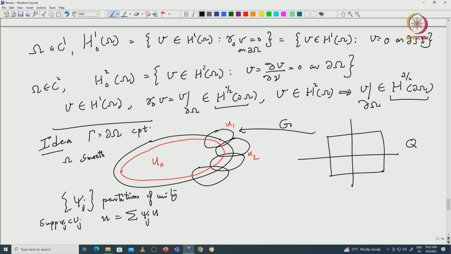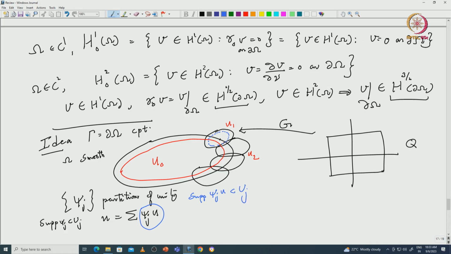So, you have your u_j. The support of psi_j u_j will be here because of these quantities also, you see. So, the support of psi_j u_j is open, is contained in U_j, you can do that.